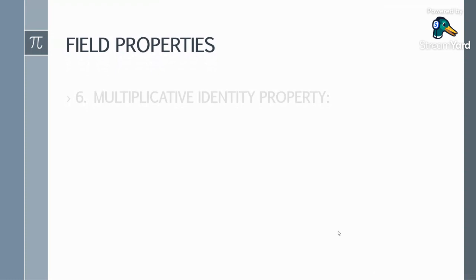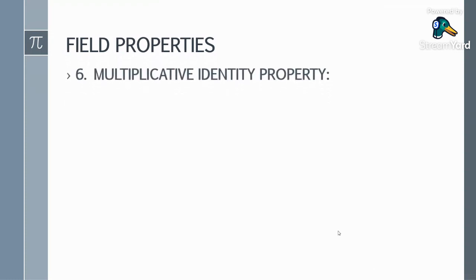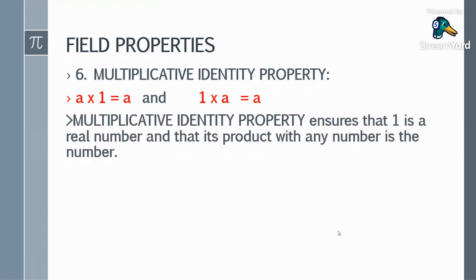Next is the multiplicative identity property. There exists a real number denoted 1 such that A times 1 is equal to A and 1 times A is equal to A. So, this property ensures that 1 is a real number and that its product with any number is the number. 1 is the only number for which this is true. Thus, 3 times 1 equals 3, and 1 times 3 is equal to 3.